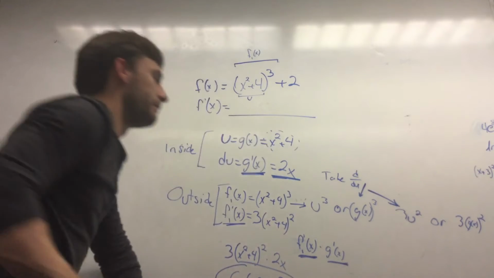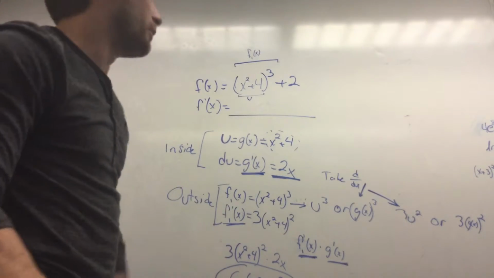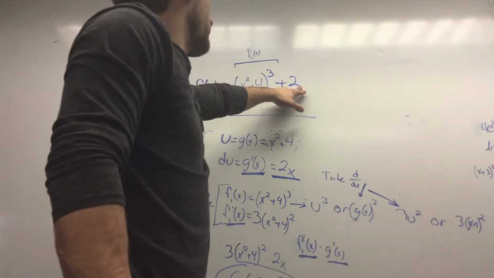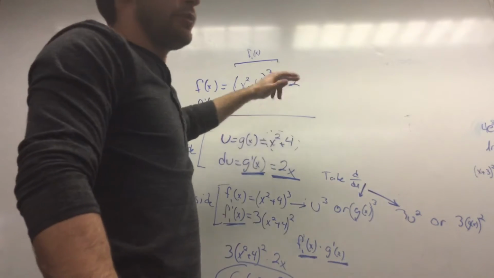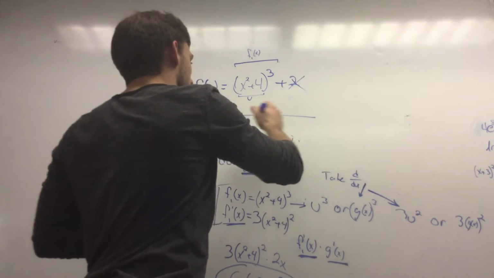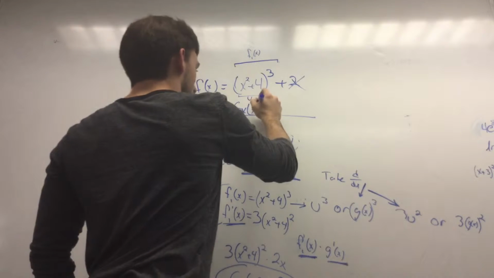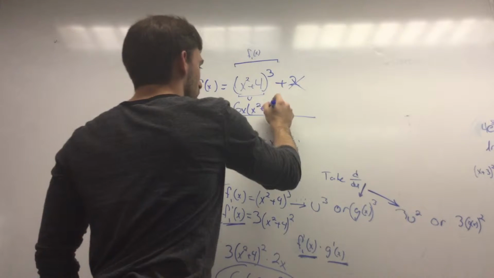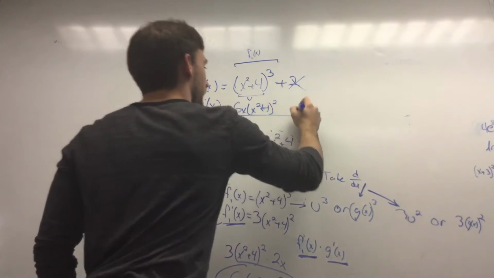That's my answer. You're going to ask me a question now. You're going to be like, Nick, why did you ignore the 2? The reason I ignored the 2 up here was because I know that that's going to go to 0 when I take the derivative. The derivative of 2 is 0, so it just drops out. So my answer, 6x times x squared plus 4 squared, is my simplest answer.